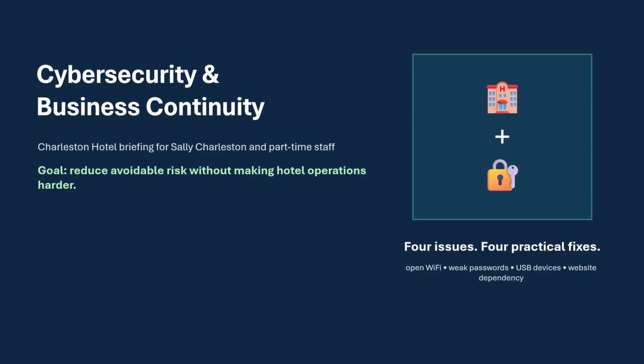So this briefing is just going to be a short summary of the Cybersecurity and Business Continuity Report for the Charleston Hotel. I'm just going to cover some issues that we might have. I'm not trying to blame anyone or make our job harder, but we just need to identify some risks and practical steps to solve and reduce those risks in a simple, easy, and realistic way.